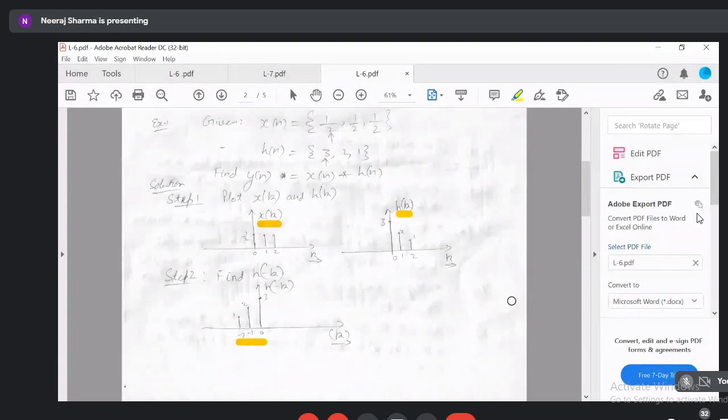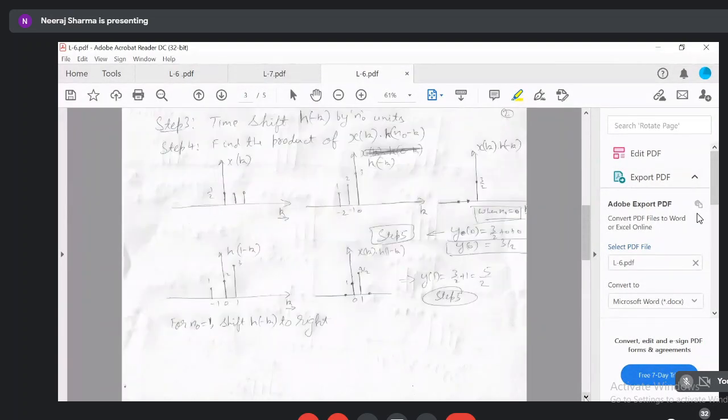So step number 2 is over. And step number 3, time shift h minus k by n naught units. Third step says time shift h minus k by n naught units to obtain h n naught minus k. And step number 4 was to find the product of xk with h n naught minus k. So we are going to do these two steps at the same time, that is step number 3 and step number 4.